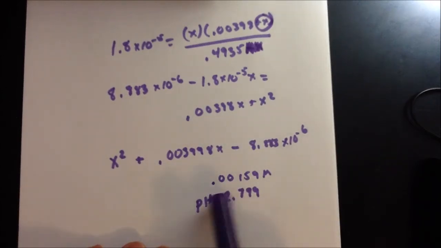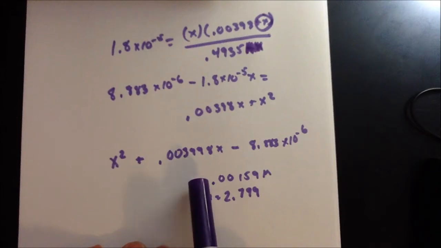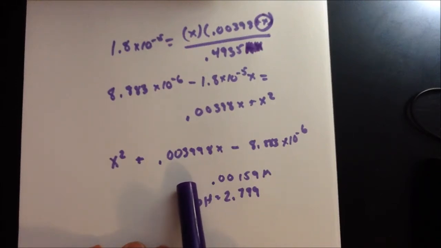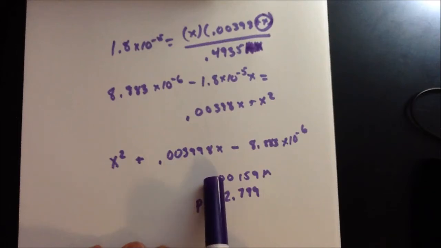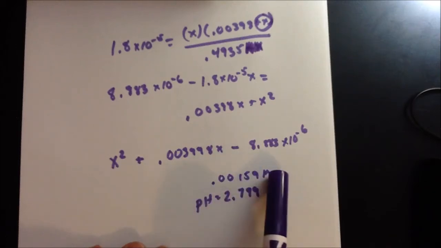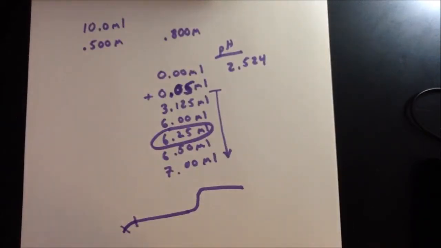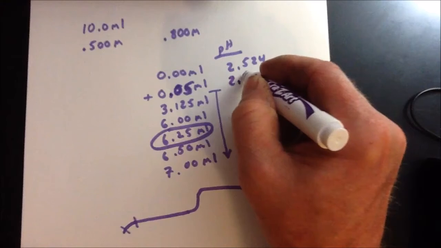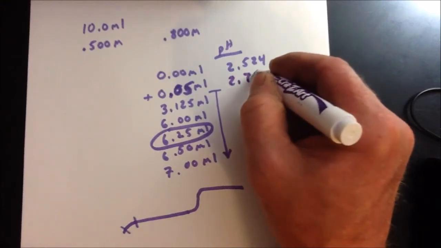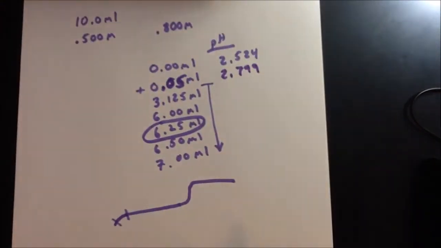I went ahead and solved it. I ended up with an x value, the root that was accepted. I believe one of the roots was negative, but the positive root was 0.00159, and that ended up being my H plus concentration. And therefore the pH was 2.799. So I'm going to go ahead and record that here. And you can see that the pH did jump up a little bit. So we're at that point where we really haven't started to buffer.